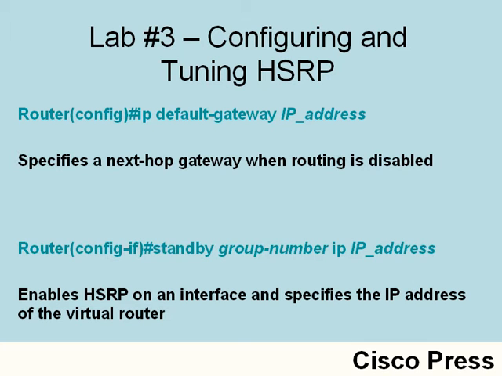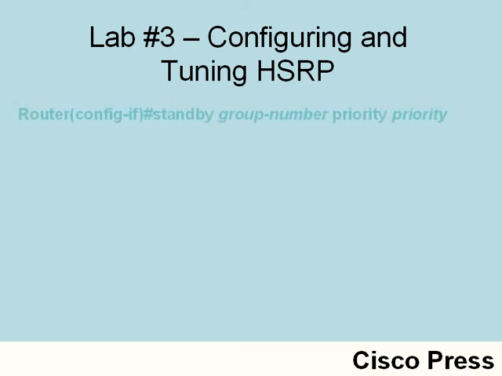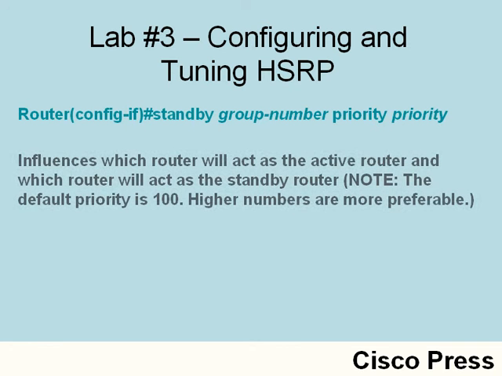This same command will also be given on router R2. They will both be maintaining the same virtual IP address, but we wish to influence which router is going to be the active router to begin with. We want router R1 to be that active router. We can make that happen by giving this command: standby, followed by that same group number, followed by the keyword of priority, followed by a number.